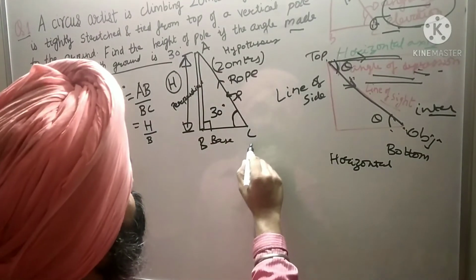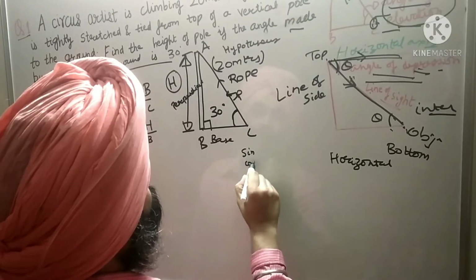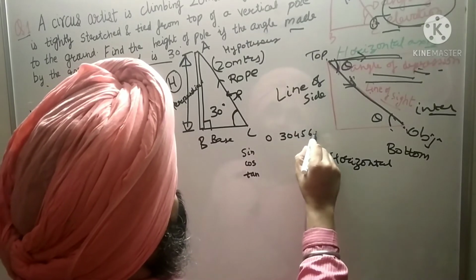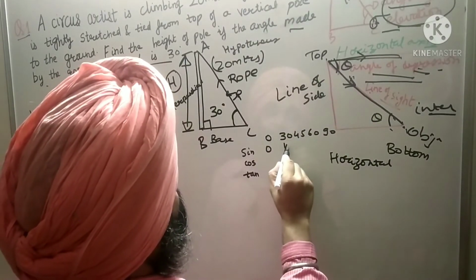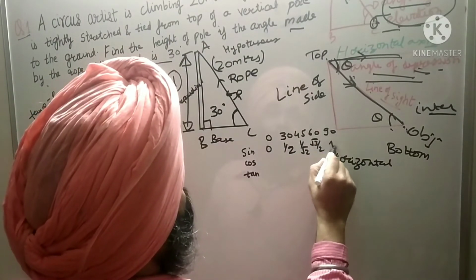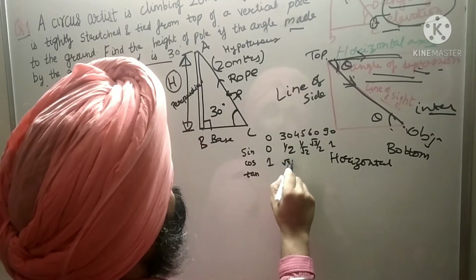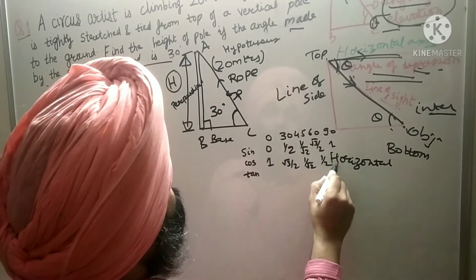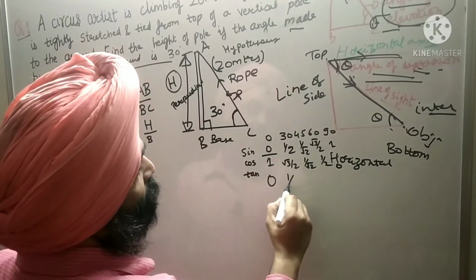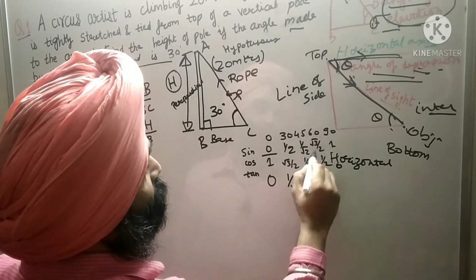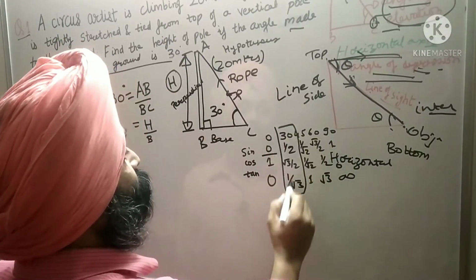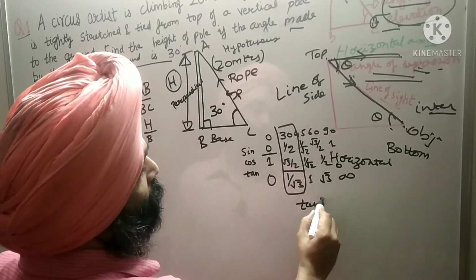How can we find tan 30? Like sin and cos, we need values up to tan. For 0, 30, 45, 60 and 90, we write sin as 0, 1 by 2, 1 by root 2, root 3 by 2, and 1. Cos will be 1, root 3 by 2, 1 by root 2, 1 by 2 and 0. Dividing sin by cos gives 0, 1 by root 3, 1, root 3, and infinity. So the value of tan 30 is 1 by root 3.